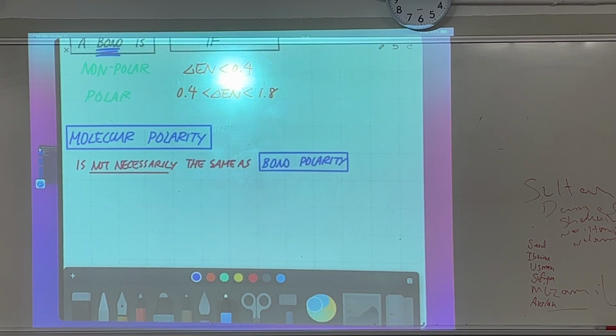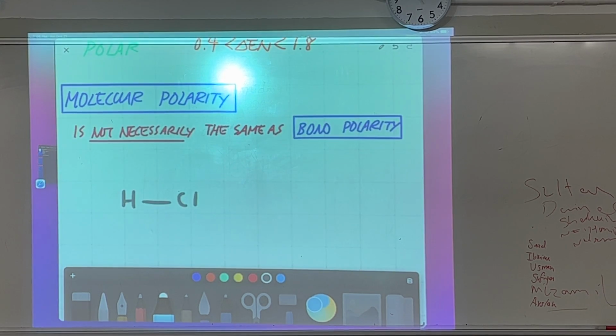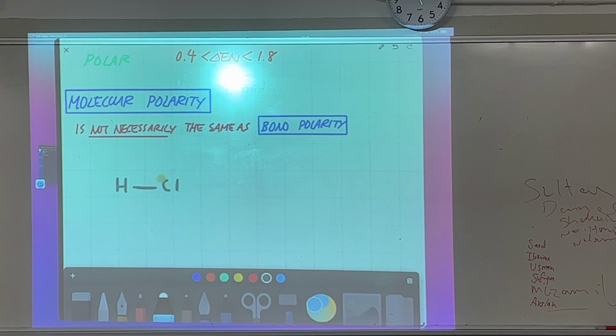HCl, yeah, HCl. When you look at the molecule HCl, how many bonds does it have? One. So in this case, if the only bond in this molecule is polar, the molecule will be polar. Okay? What about when I have another molecule? Now I will give you my examples.